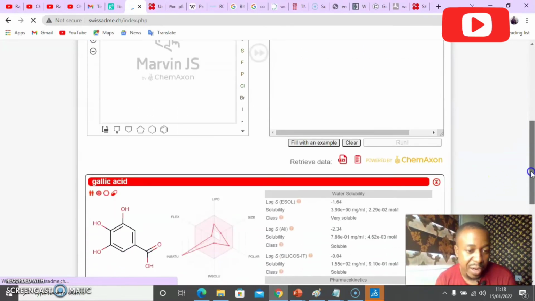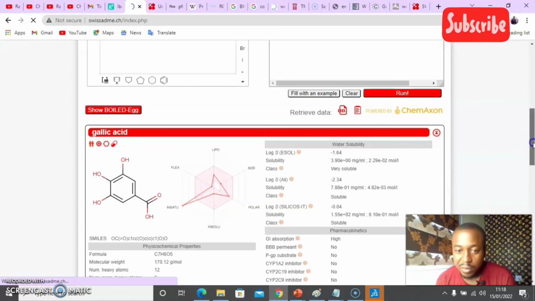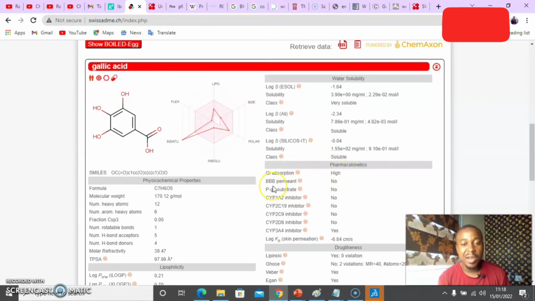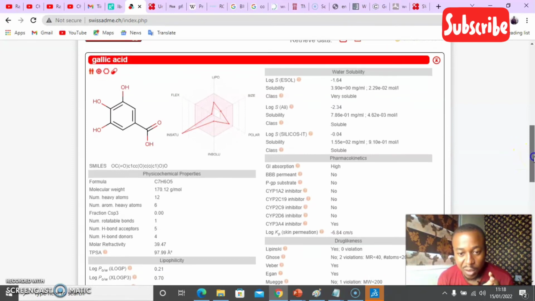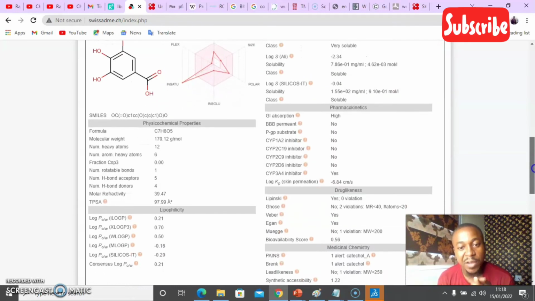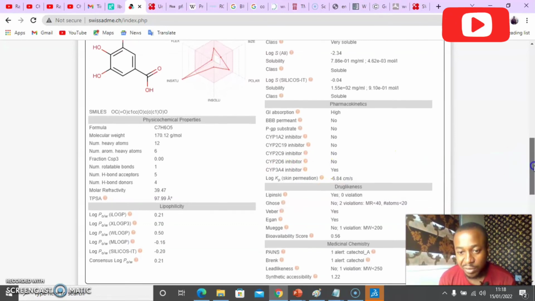The first one is gallic acid. You can see the structure of gallic acid, which is a polyphenolic. Let's look at the pharmacokinetics. This is GI absorption, which is gastrointestinal absorption. It's very high. Blood-brain barrier permeation: you can see this particular compound cannot go to the brain, so it has no permeation across the blood-brain barrier. Does it bind to P-glycoproteins? No. Is it a CYP1A2 inhibitor? No. Here you can see it is a CYP3A4 inhibitor. So if you take this compound with a compound that is acted upon by this enzyme, it can cause adverse side effects of that particular drug.